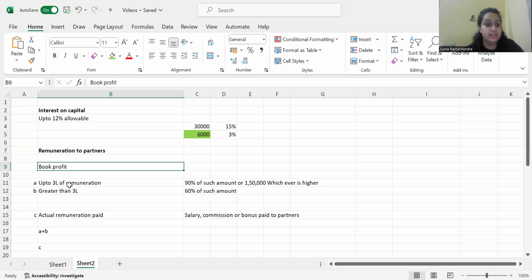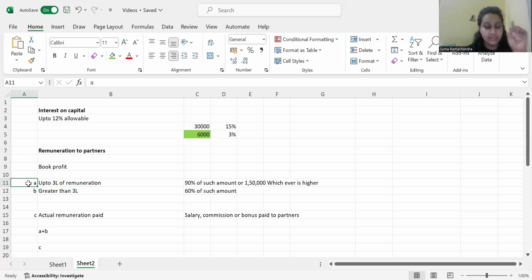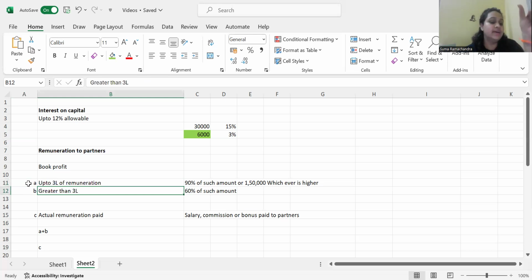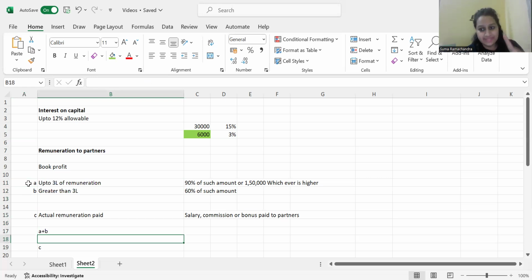Out of my book profit, the first 3 lakh, I'm going to take separately. For that first 3 lakh rupees, I'm going to see 90% of that 3 lakh rupees or 1,50,000, whichever is higher. That I'm going to consider as A. Next, whatever is the amount in excess of 3 lakh rupees, I'm going to take 60% of that amount. That will be considered as B. This A plus B is supposed to be compared with C. What is this C? C is the actual remuneration that is paid. Actual remuneration could be either salary or commission or bonus or any such thing paid to the partners only.